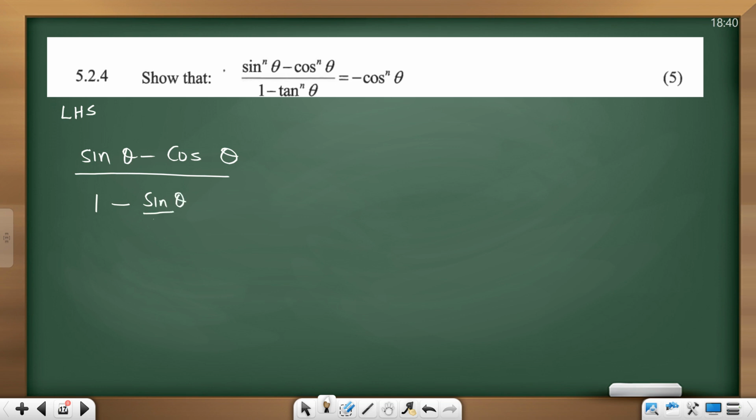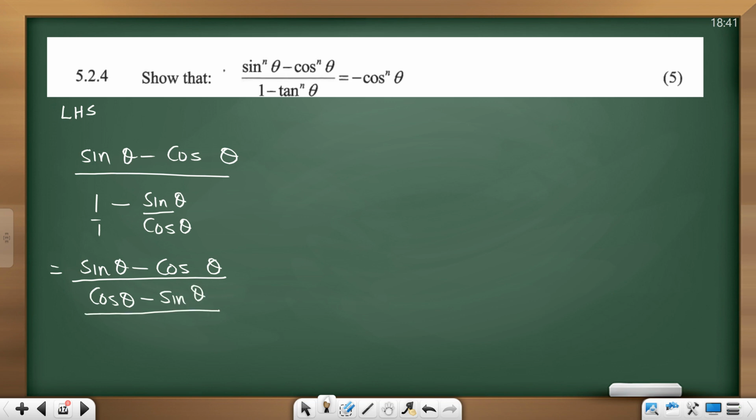Sine theta over, this was where we started today, dealing with what? Fractions. So what do we have? Sine theta minus cos theta over, can we deal with this fraction? What are we going to get? Diagonal, diagonal, diameter. Cos theta minus sine theta over what? Cos theta. Does that make sense? Okay.